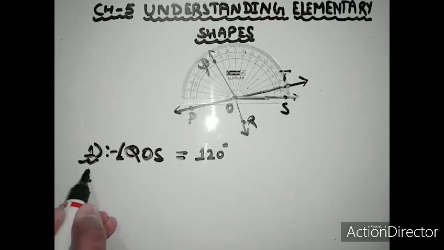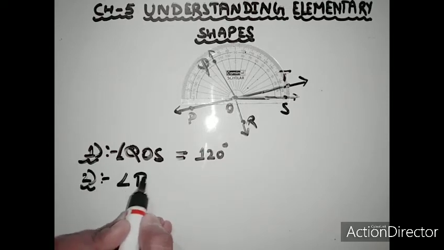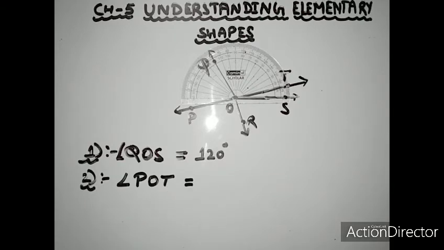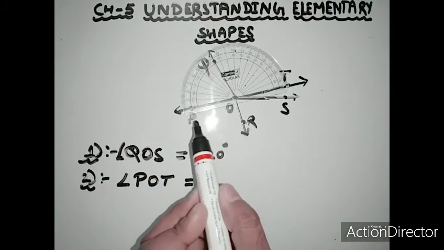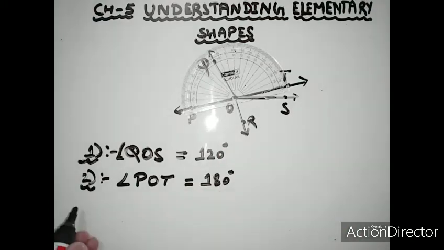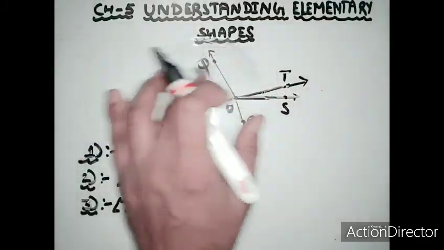Now here we write the next angle, angle POT. Now we move this protractor and find angle POT. POT is exactly 180 degree. Now here we write the third angle, and I give the name of this angle as TOS, right? Angle TOS. So where is angle TOS here?